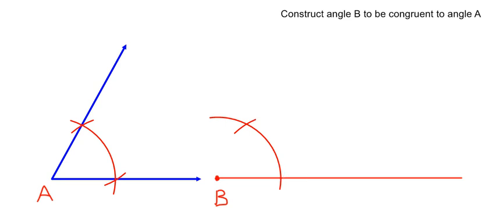And what we know is since we've measured out the same distance, that means that if I draw a line from the vertex through the new point that I just made, then I should have exactly what I need, which is the exact copy of the angle that I'm looking for. So I'll simply draw a line from here all the way through there. And thereby I've constructed angle B to be congruent to angle A.